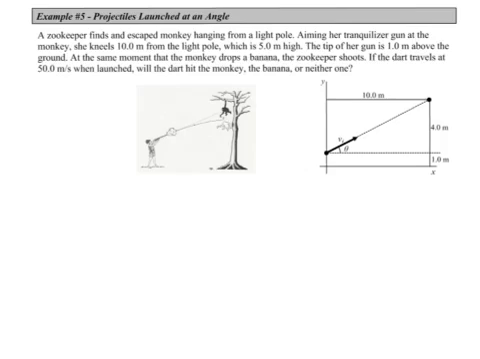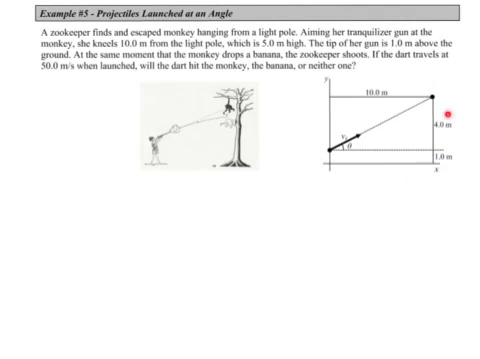Here we have a zookeeper who finds an escaped monkey hanging from a light pole. She aims her tranquilizer gun at the monkey. She kneels 10 meters from the light pole, which is 5 meters high. The tip of her gun is 1 meter above the ground. At the same time that the monkey drops a banana, the zookeeper shoots. If the dart travels at 50 meters per second when it's launched, will the dart hit the monkey, the banana, or neither one?